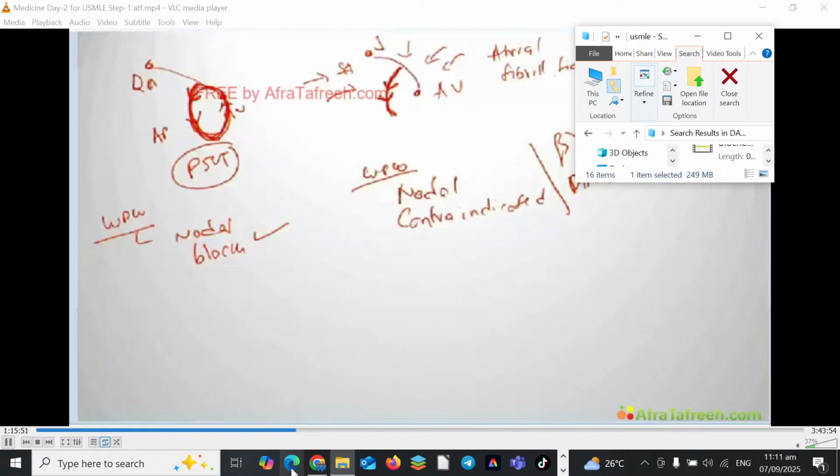Okay. That is the only thing you need to remember. In WPW syndrome with atrial fibrillation, all nodal blocking drugs are contraindicated. In PSVT, be it WPW, be it no WPW, nodal blocking drugs are the drug of choice. Just note down these 2 points and you will be able to solve all your questions.